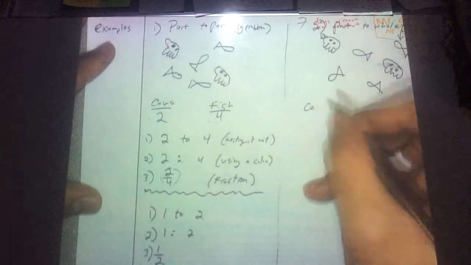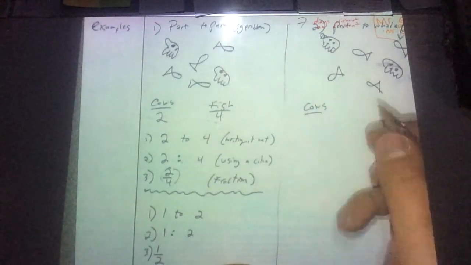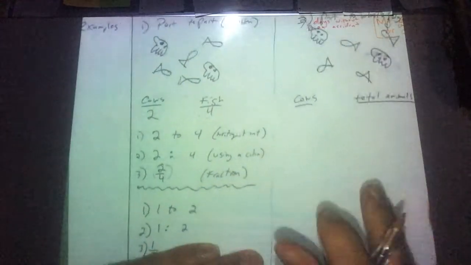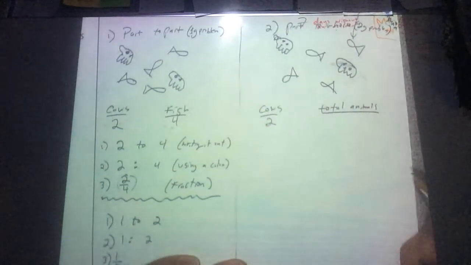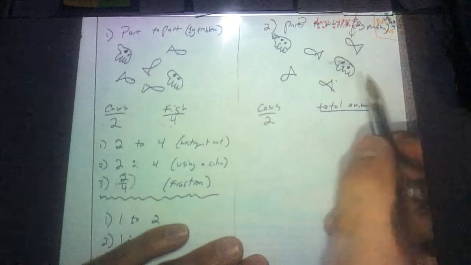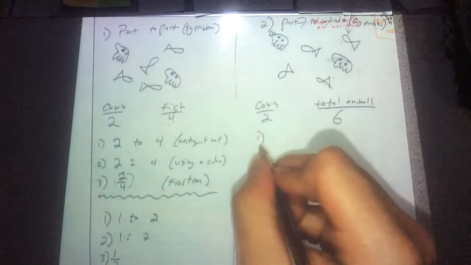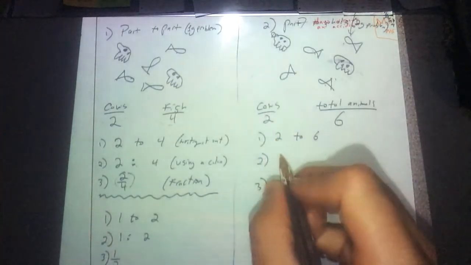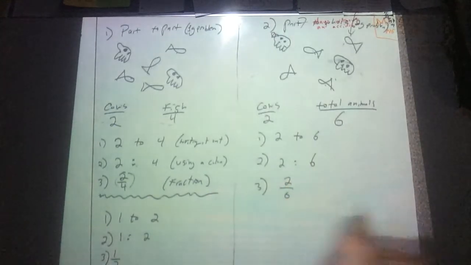Now this is going to be part to whole, and the question says cows to total number of animals. So total animals. Okay, so how many cows? It's the same number of weird looking alien cows. And the total number of animals, well, there's 1, 2, 3, 4 fish, but there's also 2 cows. So the total number of animals is going to be 6. So writing it out, it'd be 2 to 6, 2:6, and 2/6.